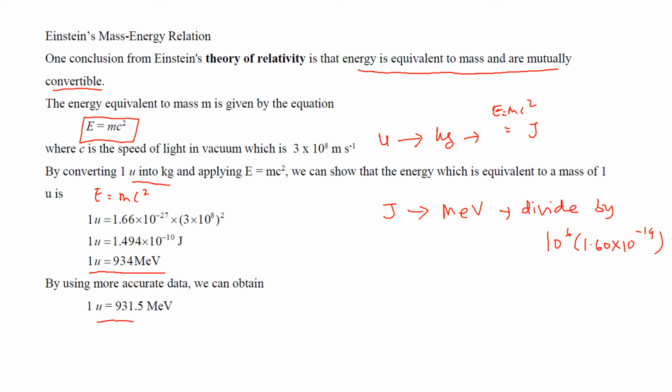It depends. Sometimes the question gives 1 U is equal to 934, sometimes 1 U is equal to 931.5. So you just refer to the question given to you. Both are accepted actually, but this one is more accurate and normally used. This is the conversion from joule to mega electronvolt.